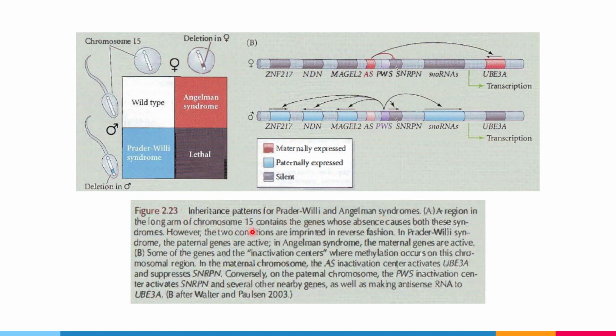A region in the long arm of chromosome 15 contains genes whose absence causes both these syndromes. But the conditions are imprinted in reverse fashion. That is why if one is active, another is inactive. In Prader-Willi syndrome, the paternal genes are active. In Angelman syndrome, the maternal genes are active. And this entirely depends on what the mutation exactly is. Thus, the same mutation, depending on where it is occurring, in the maternal or the paternal copy, can give rise to either Angelman syndrome or Prader-Willi syndrome.